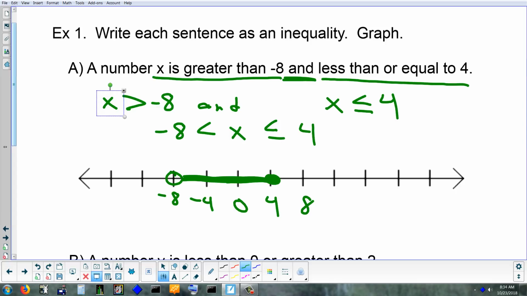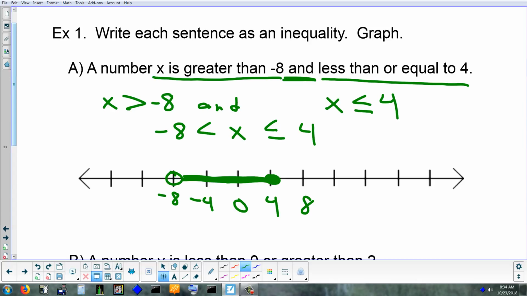No, because it cannot be -8, because it's greater than -8. Right. It says whatever you pick has to be bigger than -8. It doesn't say it can be equal to -8. So if you were asked, is -8 part of the solution here? No, it's not.